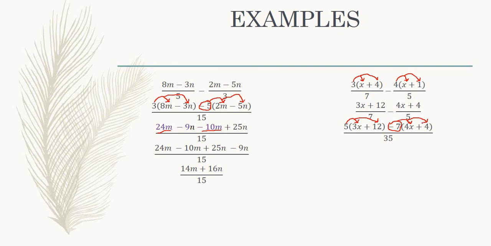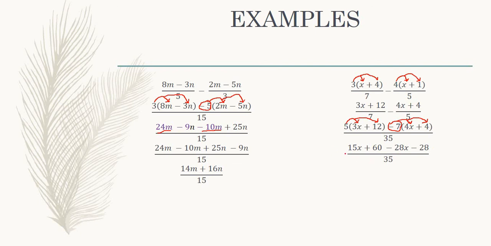Right? And note there that all the signs in the bracket will change. So if you carry out the multiplication, 5 times 3x gives us 15x, and 5 times positive 12 gives us positive 60. At this stage, what you have is negative 7 times 4x, that gives us a negative 28x, and negative 7 times a positive 4 is going to give us a negative 28.